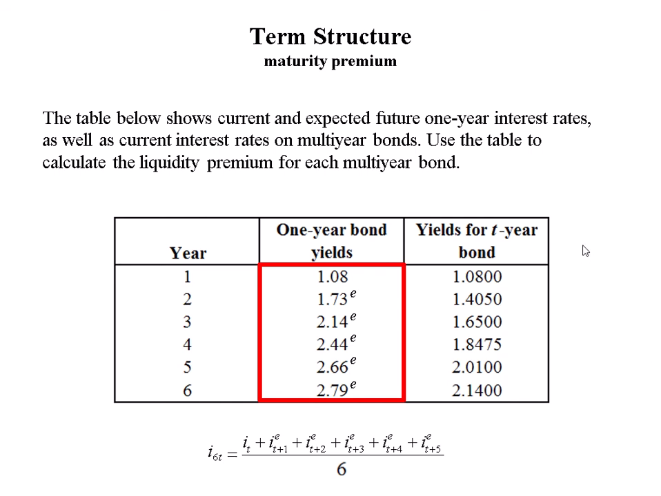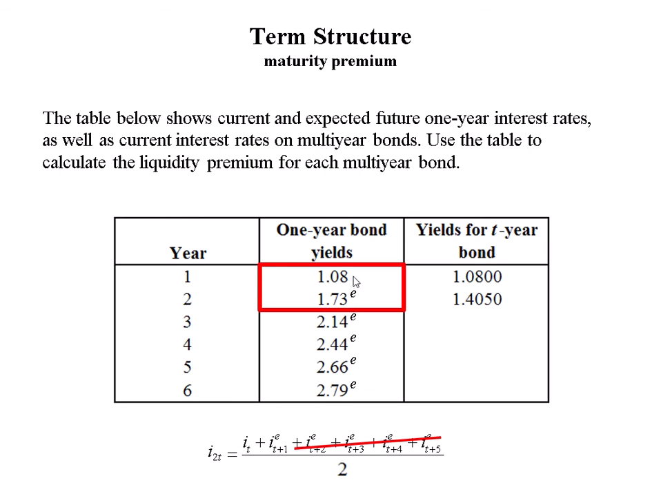Okay, so this makes sense. Why does it make sense? Because if I plan to lock my money away for a year, I'll make 1.08, right? But I've got 2 ways to lock my money away for 2 years. I can buy a 1-year bond, and then when it matures, I can buy another 1-year bond.